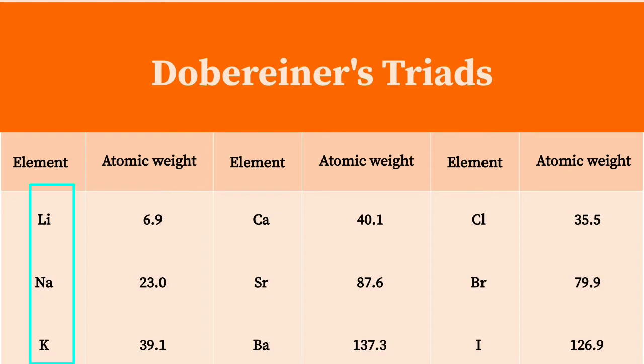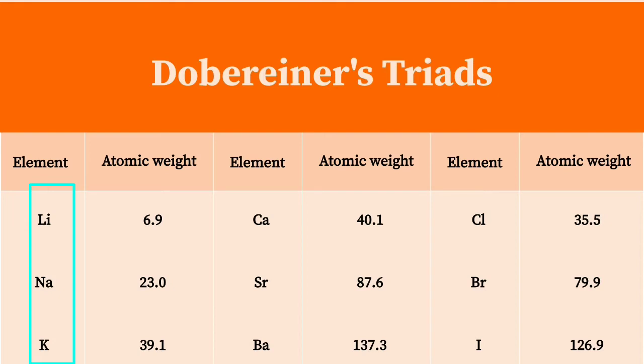Take the triad consisting of lithium, sodium and potassium. Now what is the atomic mass of lithium? It is 6.9, and if we round off it will be 7. Sodium's atomic mass is 23 and potassium's atomic mass is 39. So what is the average of atomic masses of lithium and potassium? Do comment in the comment section. So how does this compare with the atomic mass of sodium?